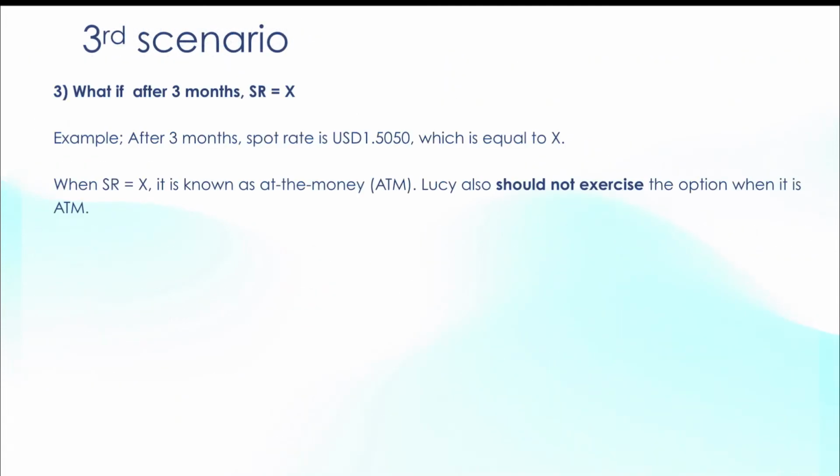Let's look at the third scenario. What if after 3 months the spot rate equals the exercise price? For example, after 3 months the spot rate is 1.5050, which is equal to X. When the spot rate equals the exercise rate, it is known as at the money. Lucy also should not exercise the option when it is at the money because it makes no difference whether you exercise or not. You will lose the premium price.